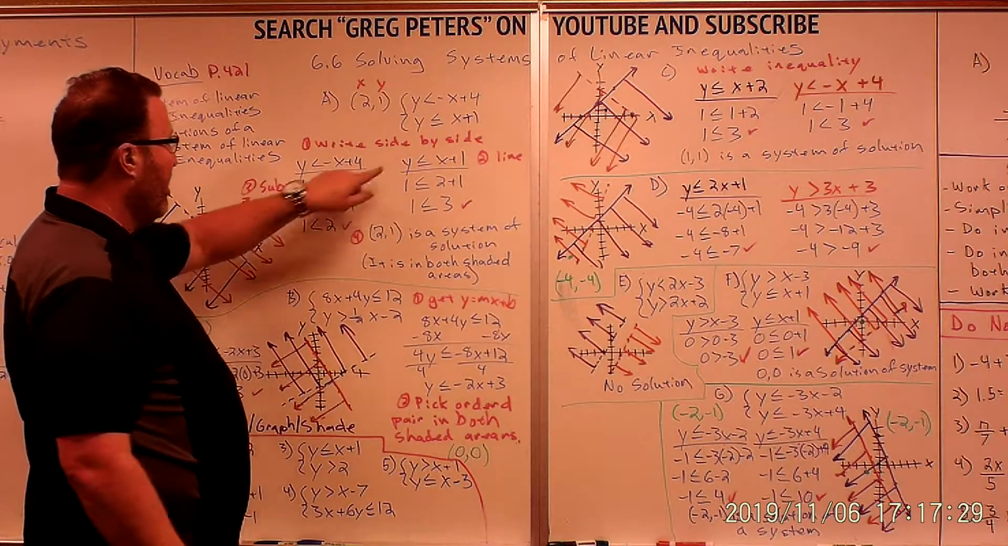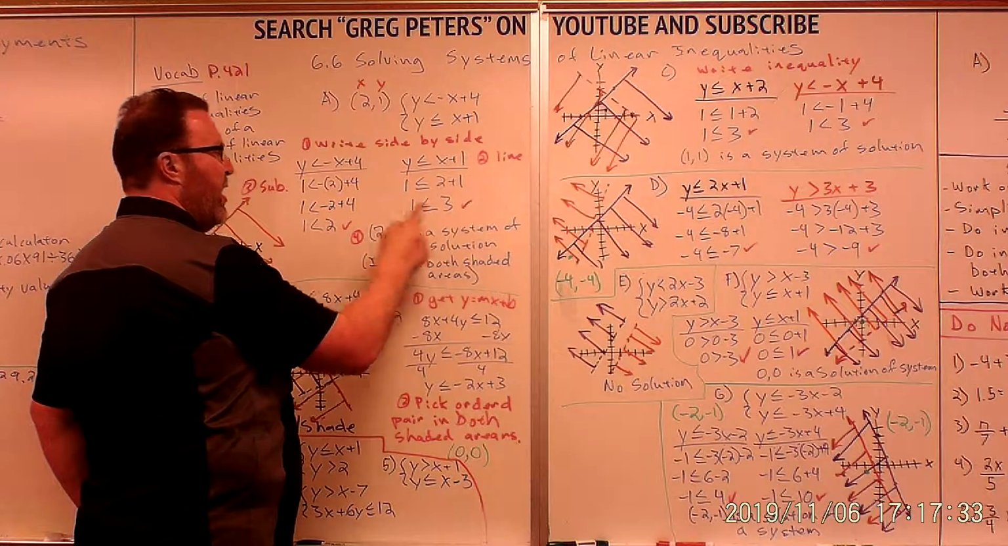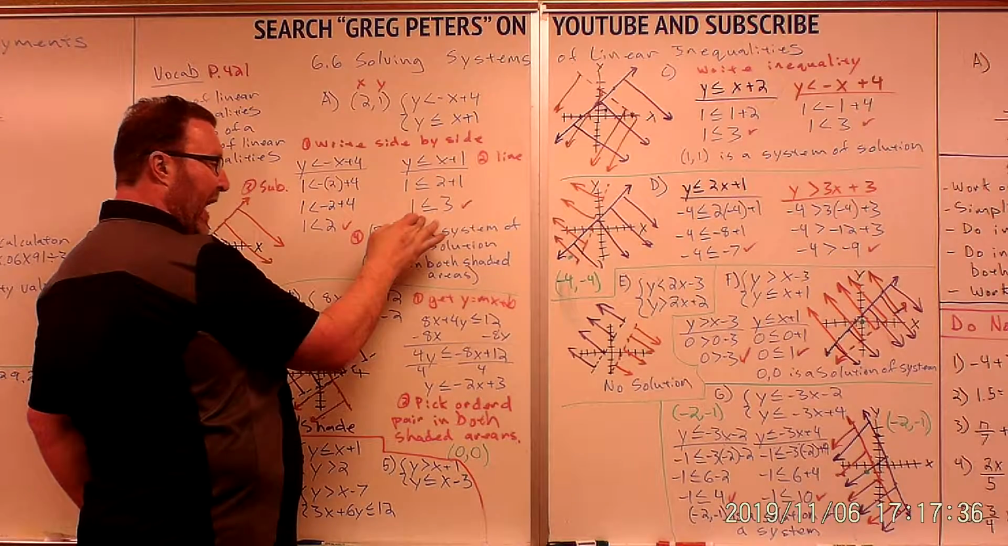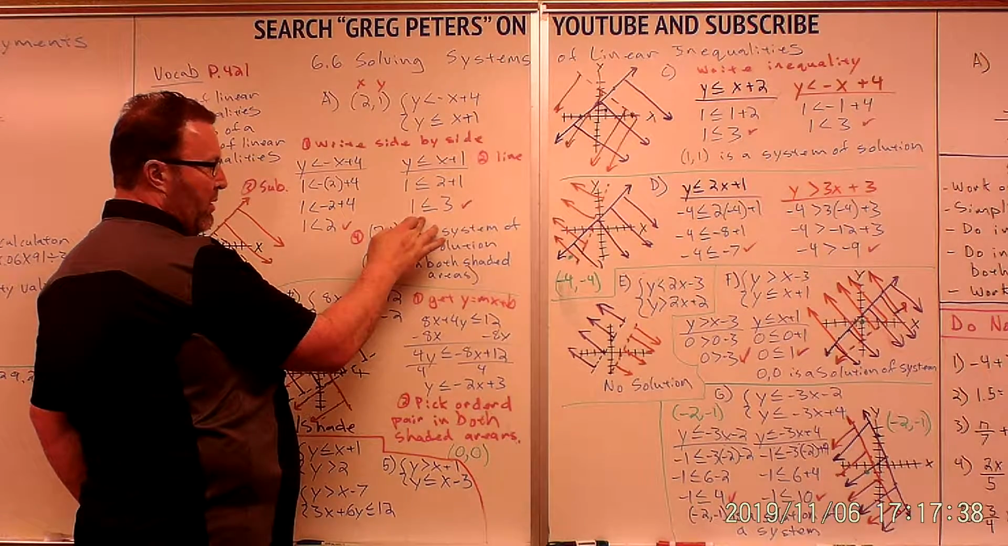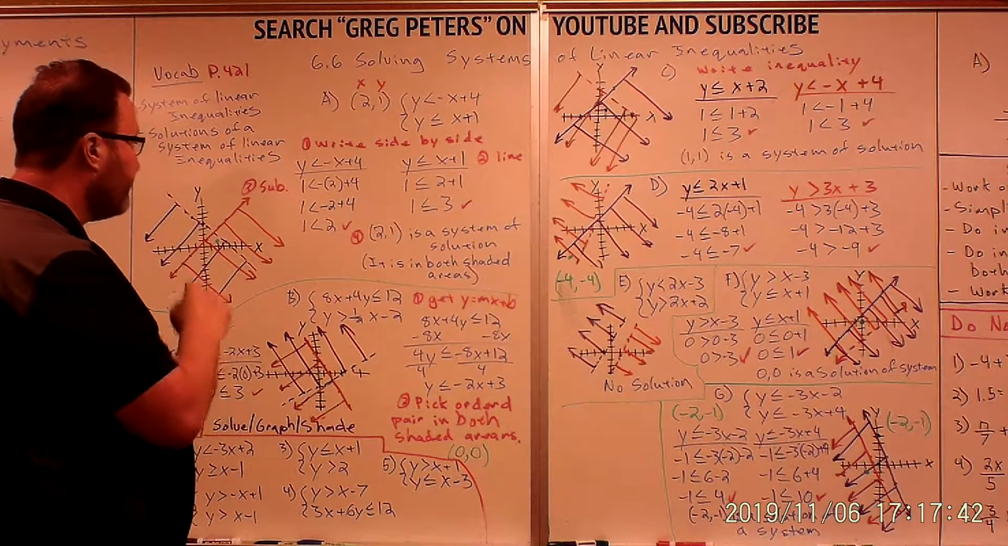Say this to yourself, 1 is less than 2. Yes, that's accurate. Go to the next one, y becomes 1, x becomes 2, 2 plus 1 is 3, 1 is less than or equal to 3. Is that a true statement? Yes, 1 is less than 3.